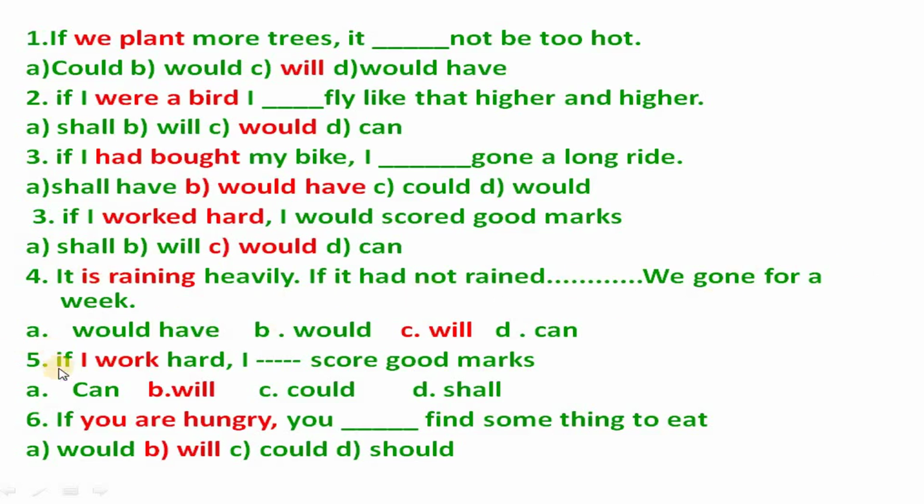And then the fifth one is, if I work hard, I dash score more marks. That is repeated again: I will score more marks. Sixth one, if you are hungry, this is simple present tense. You dash find something to eat. That means here we need to use will, the correct modal verb.